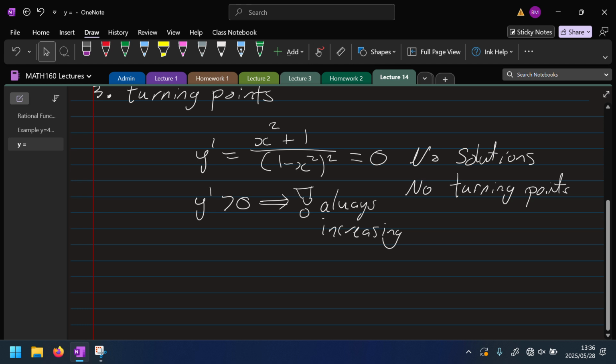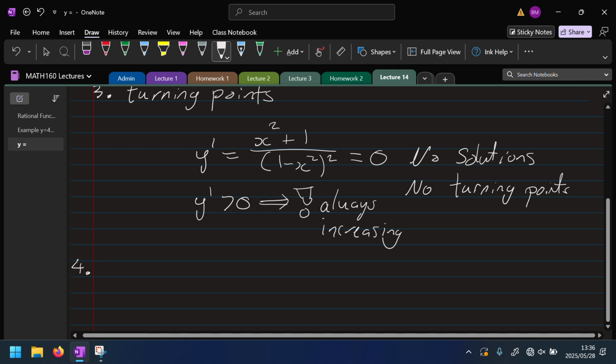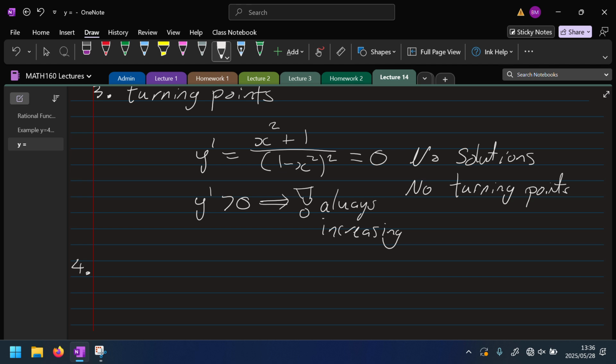Okay. We still don't have any new points. So let's look at the asymptotes. Maybe that will help us out. Okay, so far we've got 2 bits of information. We know 1 point at 0, 0, and we know it's always increasing. Okay, but that doesn't help us sketch it, so we need to do more. Number 4, vertical asymptotes.